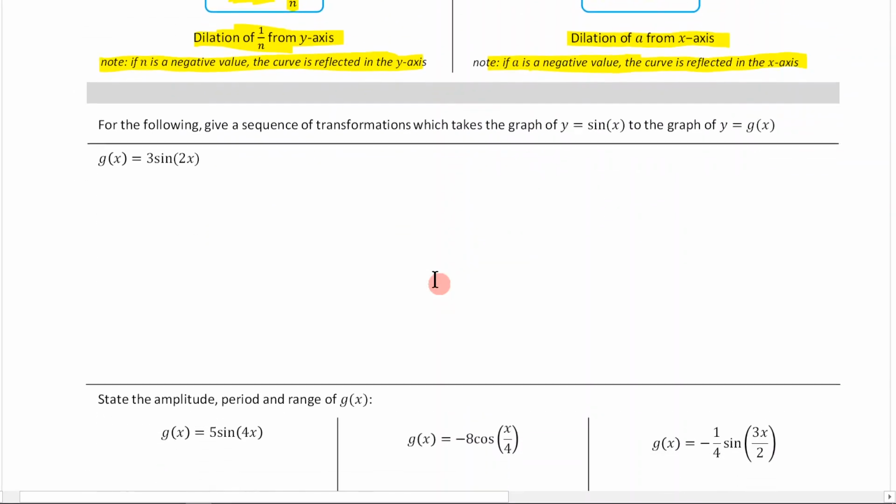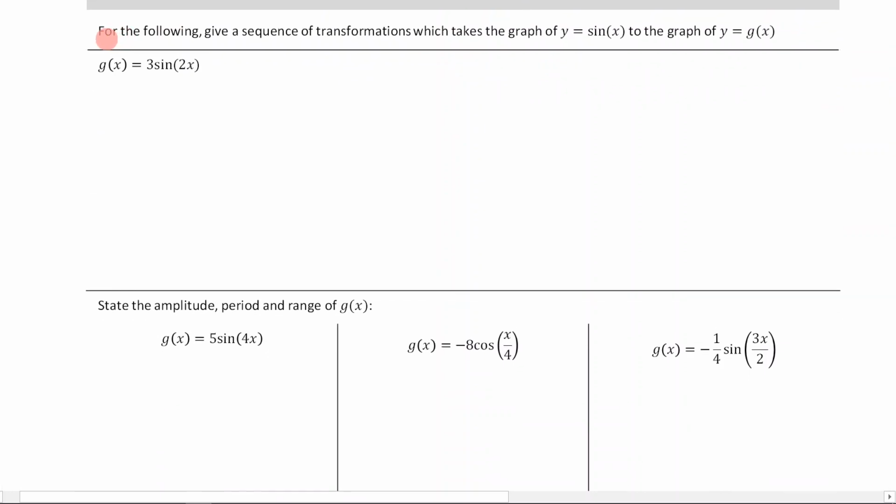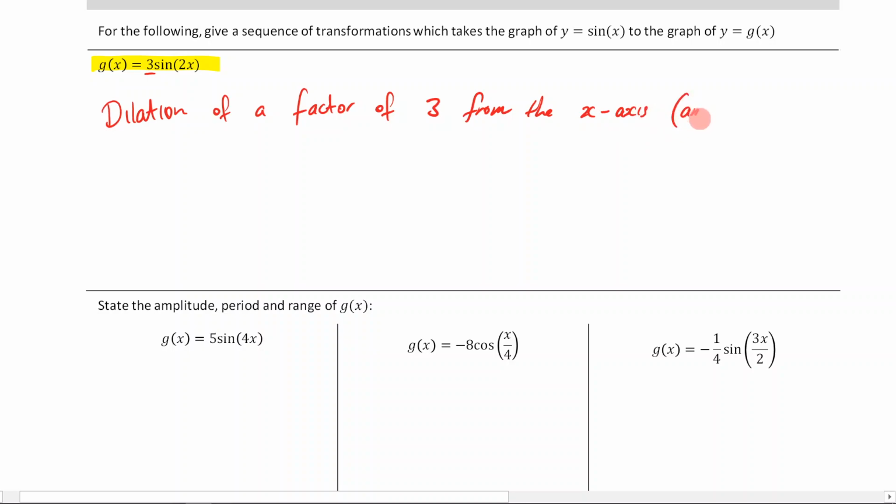All right, let's now go through some examples here. It says, for the following, give a sequence of transformations which takes the graph of y equals sine of x to the graph of y equals g of x. So we're starting with this, and we just need to list the transformations which have occurred. This 3 tells me that there has been a dilation of a factor of 3 from the x-axis. And you might want to put in brackets here, amplitude equals 3.